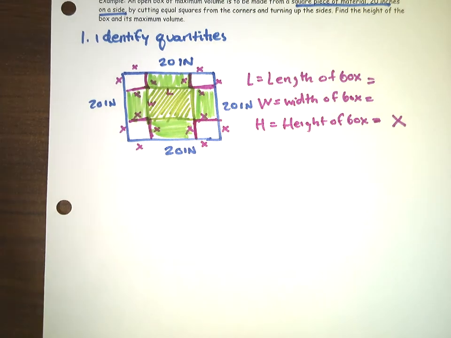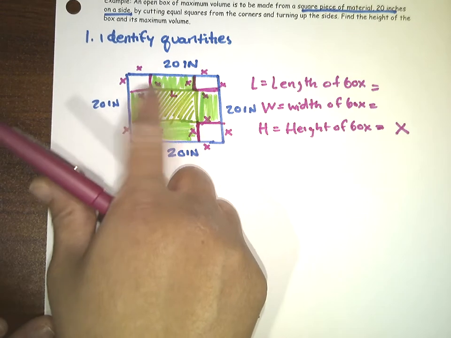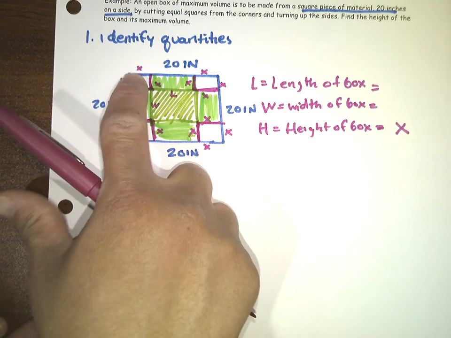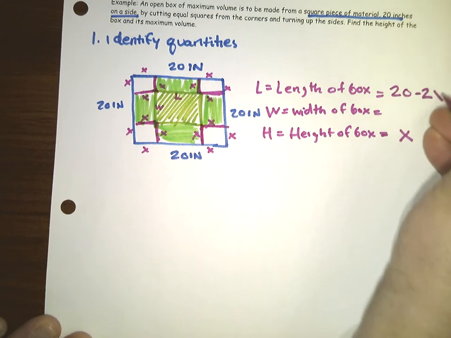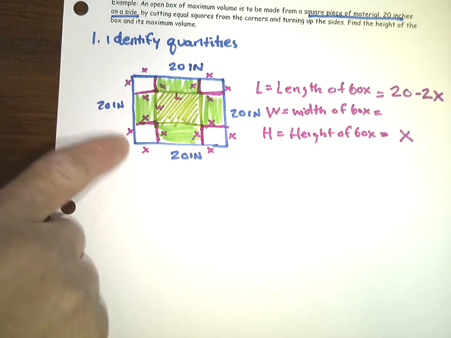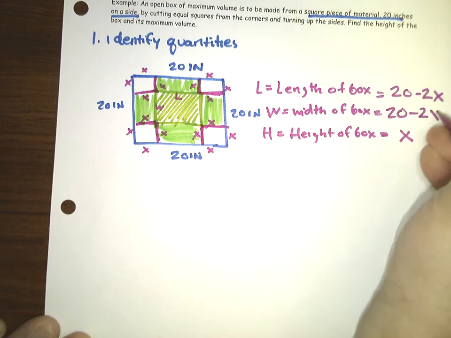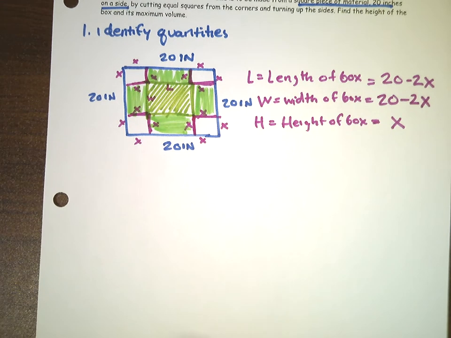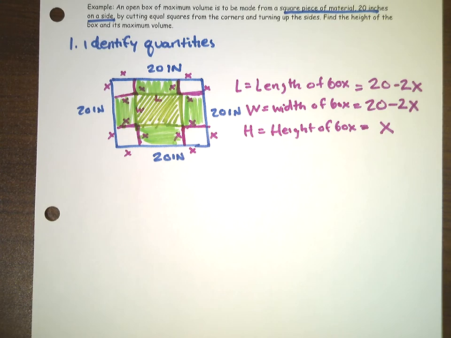Now, the length and the width are a little bit more tricky because you know that it was 20 inches across when you started, but you cut off the X here and you cut off the X here, so it's actually 20 minus 2X. And then the width, the same thing. You have 20 along the side, but you cut off this X and you cut off this X, so the width is just right here, so it's 20 minus 2X. All right, so hopefully that all makes sense of where this is coming from. And then, again, feel free to ask if any of this seemed a little bit strange to you.